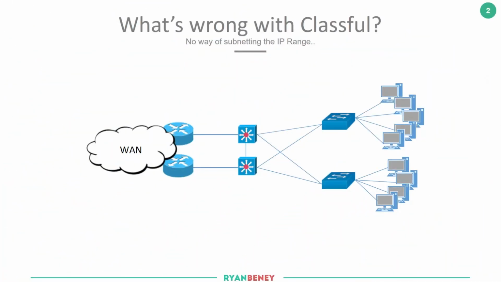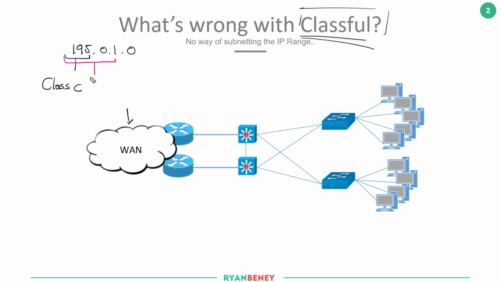So before we dive into subnet mask and classless interdomain routing, I just want to hammer down the point of the problem with classful. So we've got a network here. Let's say our WAN provider gave us a public IP of 195.0.1.0. We know looking at the first octet, this is actually a class C. And because it's a class C, we also know that the first 3 octets are going to be for the network portion and the last octet is going to be for the host portion.